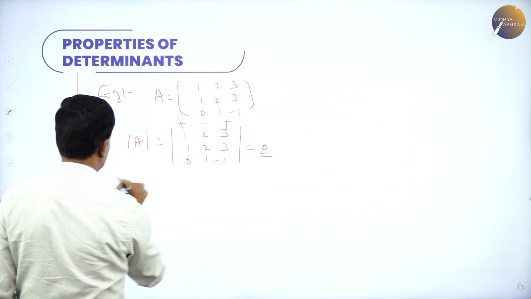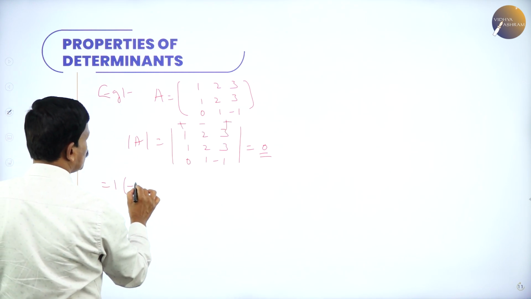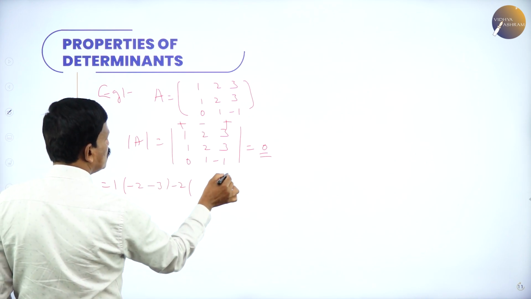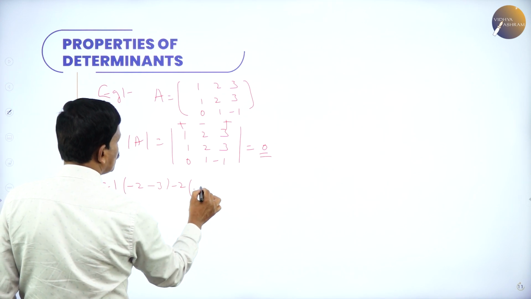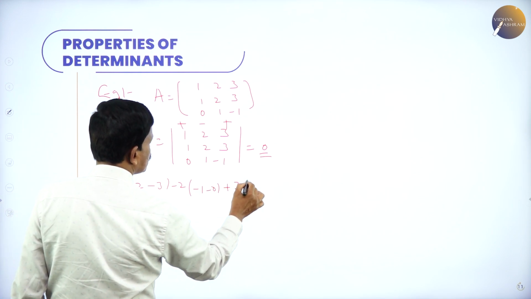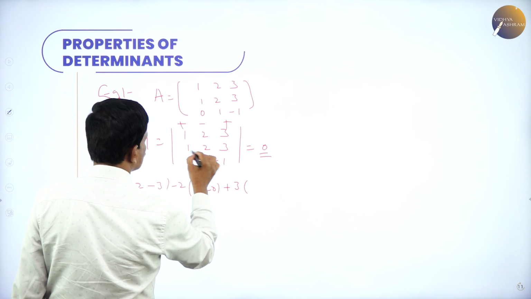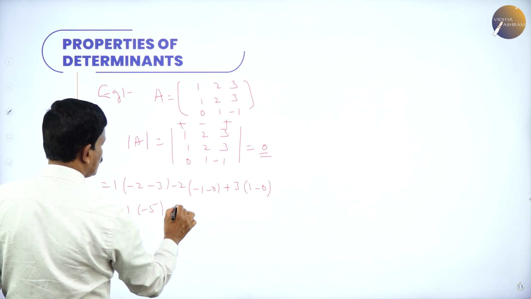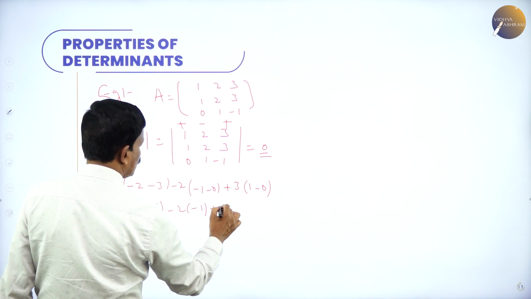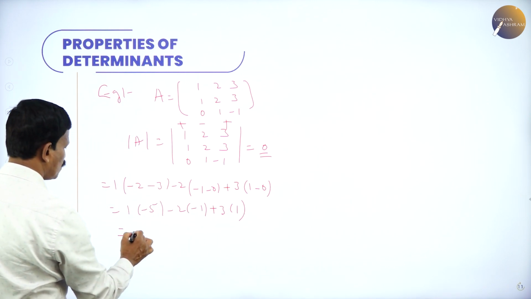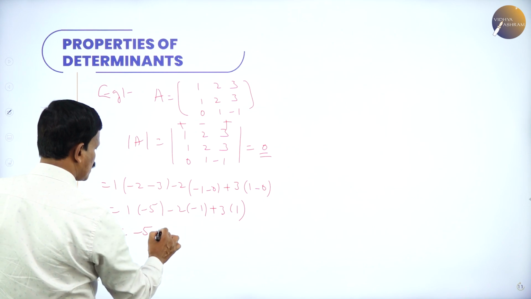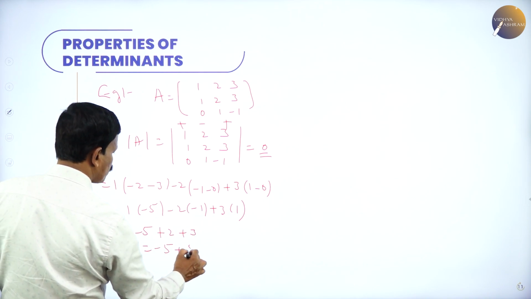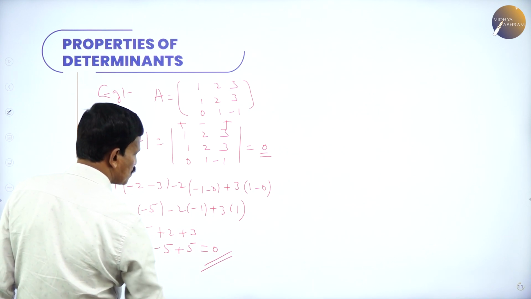Plus, minus and plus. 1 into 2 1s are 2, minus 1 3s are 3, minus 2 into, this is gone. Well, yes, this row is gone. Minus 1 minus 0, plus 3 into, this is gone. Well, yes, 1 1s are 1 minus 0. 1 into minus 5, minus 2 into minus 1, plus 3 into 1. So minus 5, minus into minus plus 2, plus 3 1s are 3. This is minus 5 plus 5 is equal to 0.